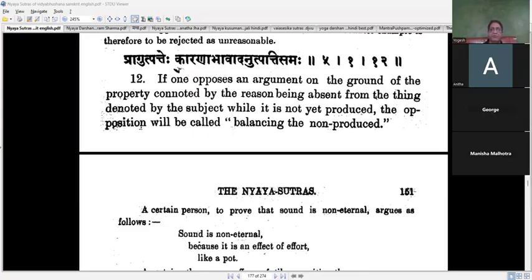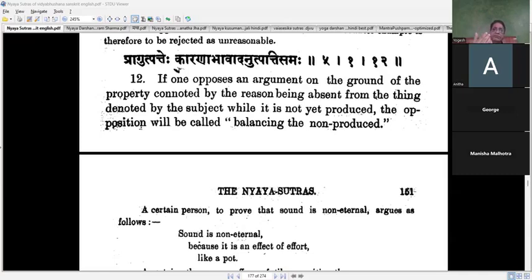So that is the balancing the non-produced jati. If the effect, before it is born, is in the causal state, and an argument is given about its properties before being produced, the fallacy will be called balancing the non-produced. Take an example: a person says that a pot is produced by effort. Whatever is a pot, there has to be a potter who produces it using effort. Because it is produced from effort, it is not eternal. Same thing we can apply to sound also. Sound also is produced by effort, and then it also is not eternal. I'm not giving all the 5 steps, you can understand from here.